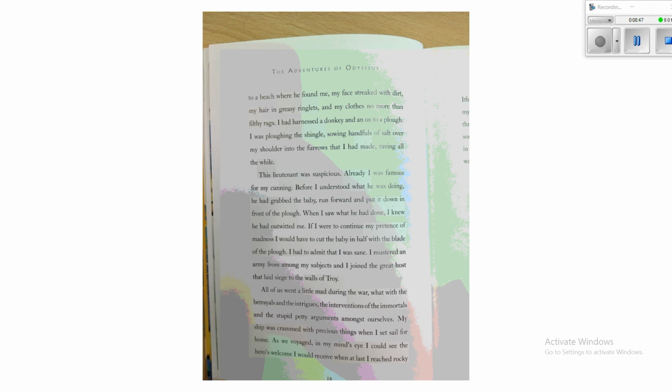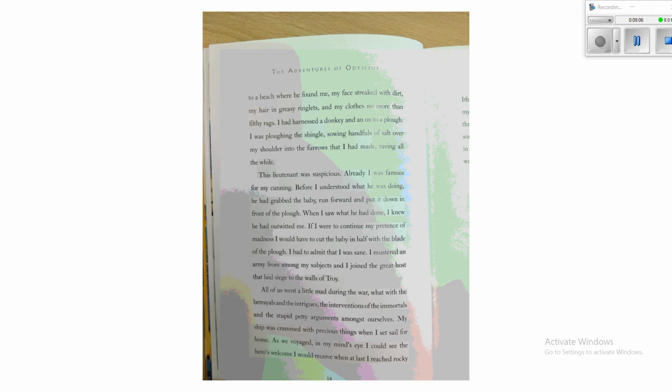I mustered an army from among my subjects, and I joined the great host that laid siege to the walls of Troy. All of us went a little mad during the war, what with the betrayals and the intrigues, the interventions of immortals, and the stupid petty arguments amongst ourselves. My ship was crammed with precious things when I set sail for home.